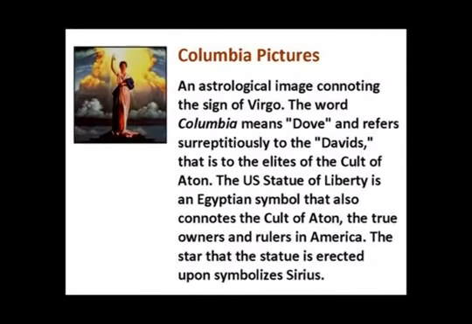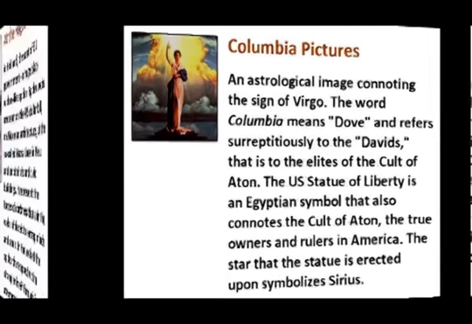Here we have the image for Columbia Pictures. This is an astrological image connoting the sign of Virgo. The word Columbia means dove and refers surreptitiously to the Davids, that is, to the elites of the cult of Aton. The U.S. Statue of Liberty is an Egyptian symbol that also connotes this cult of Aton, the true owners and rulers of America. The star that the statue is erected upon symbolizes Sirius.